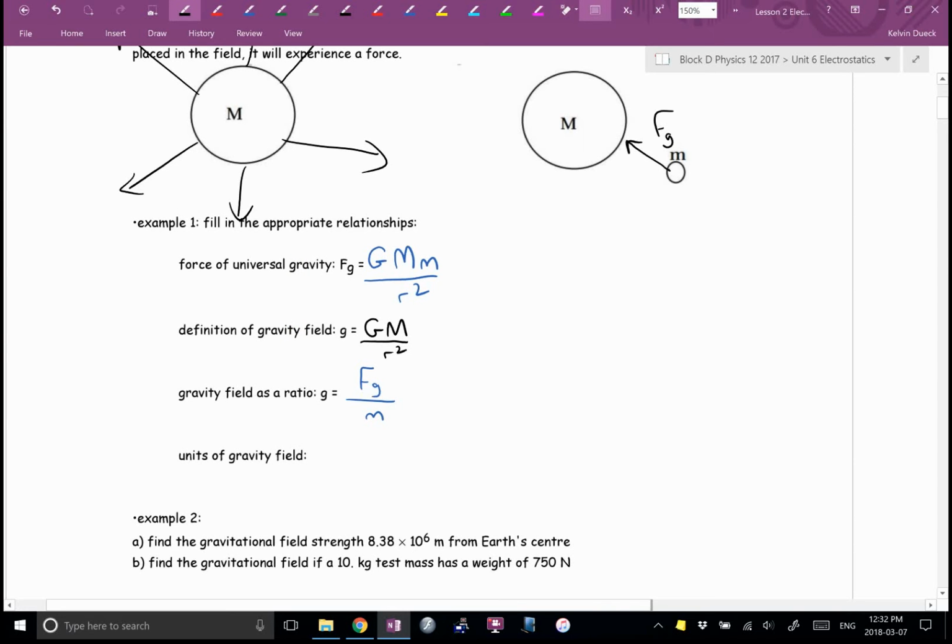What are the units? I can figure it out. Kevin, what are the units for force? Newtons. What are the units for mass? Kilograms. So must be newtons per kilogram.